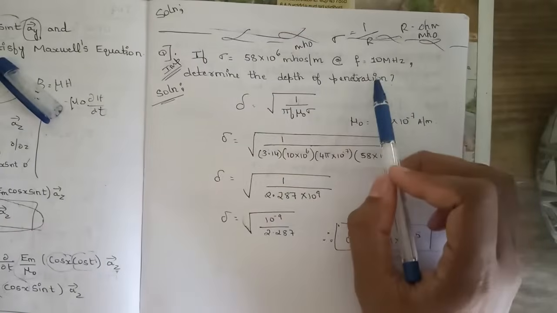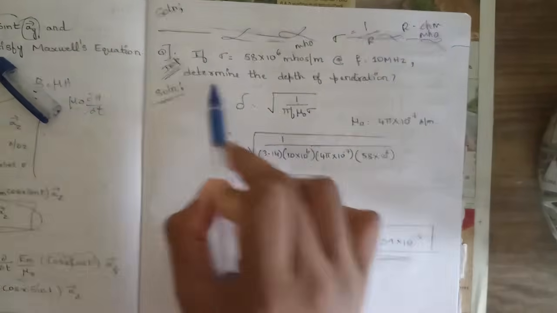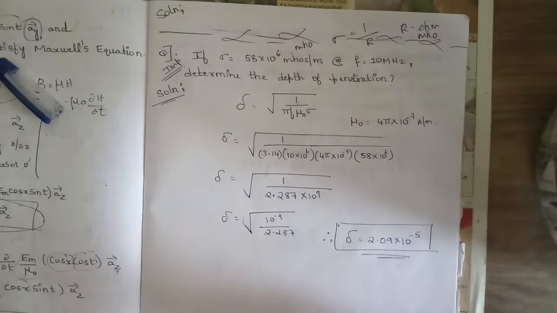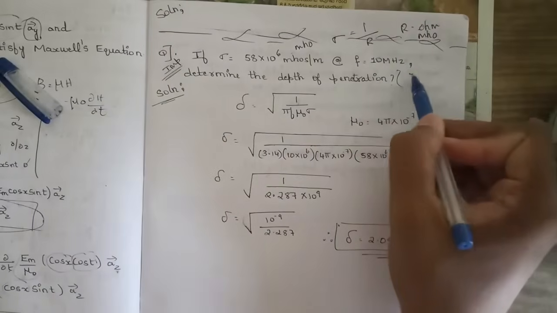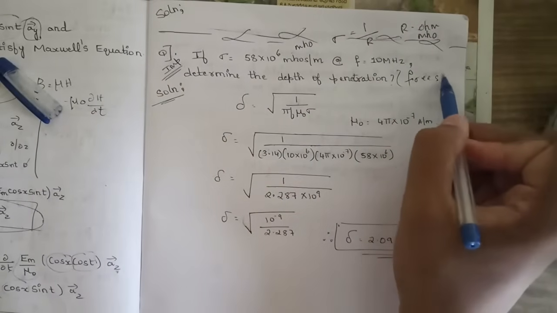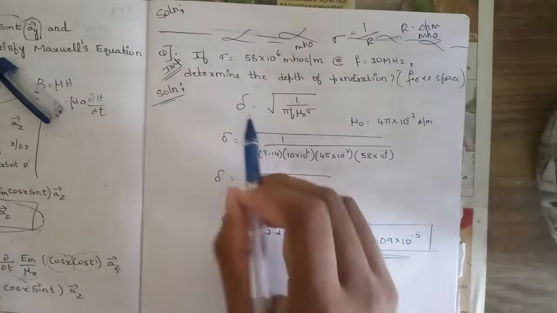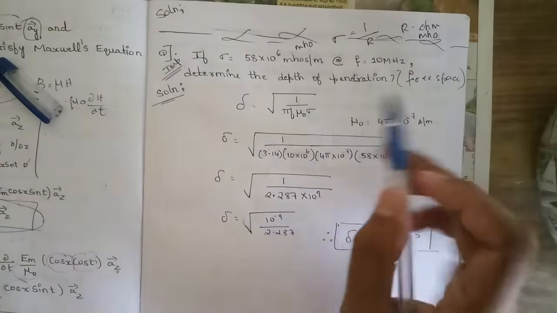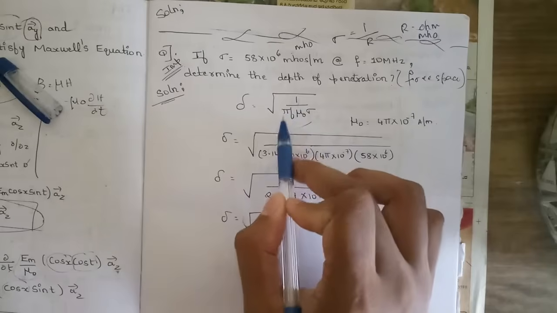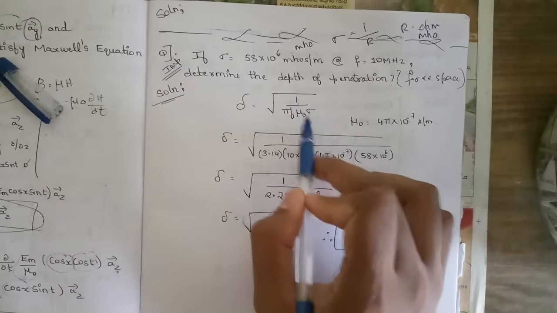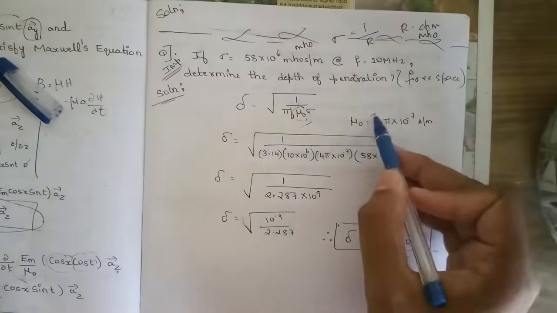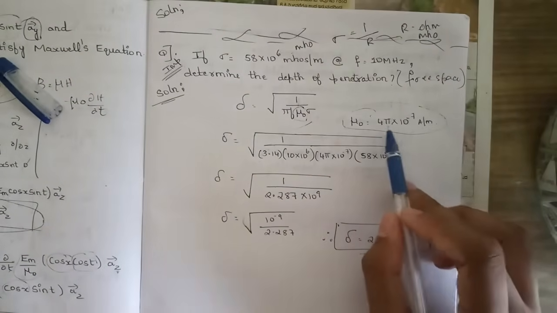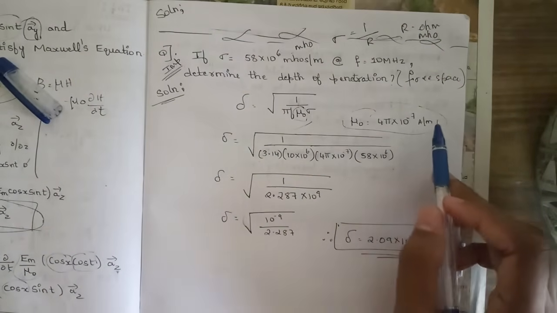The frequency they have mentioned is 10 megahertz. Determine the depth of penetration. Okay, so this is a direct problem, and it is in free space. The depth of penetration formula we discussed in the last session is the square root of 1/(π f μ0 σ). In place of μ, for free space we replace it by μ0, and we know the standard value of μ0 is 4π × 10^-7 henry per meter.